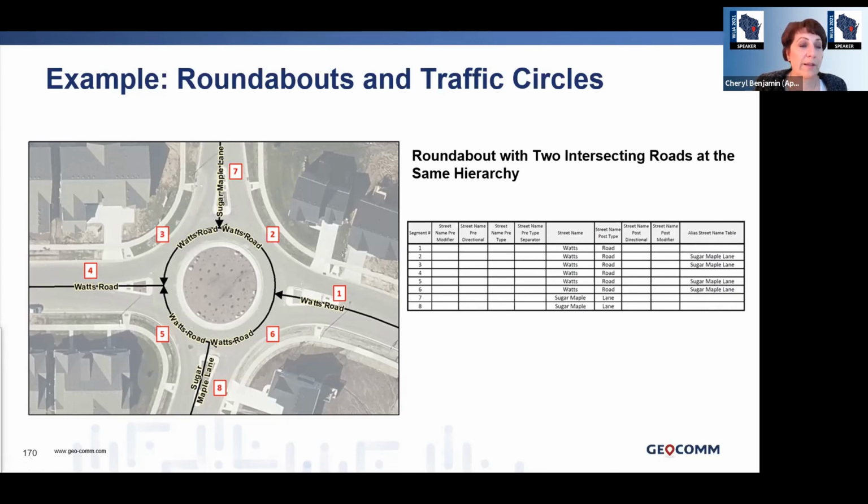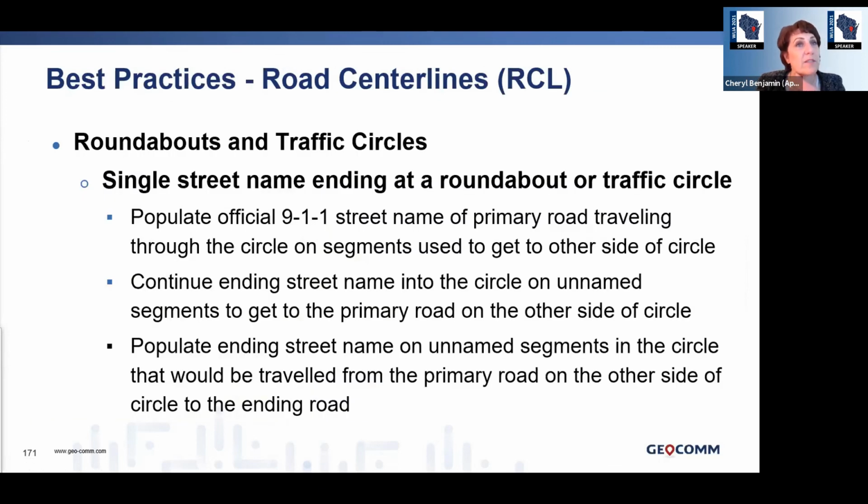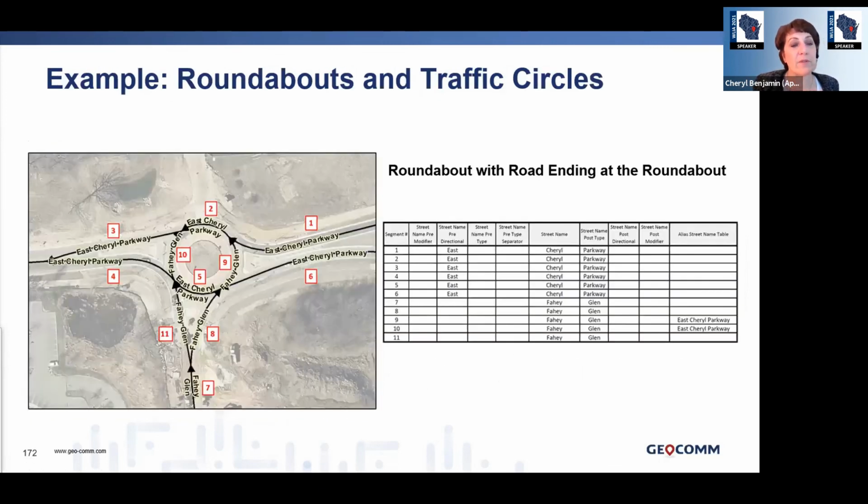And again, I'm going to skip over the text and we're going to go right to the example because it's much, much easier to look here. So in this example, we actually have a road that's dead ending at a roundabout and traffic circle. East Sherrill Parkway running east-west is the primary route. The roads that you take to get from one side to the other are going to be populated with East Sherrill Parkway. Now this road that ends here, there's no hard and fast rule as far as do you stop it here or do you continue it through?